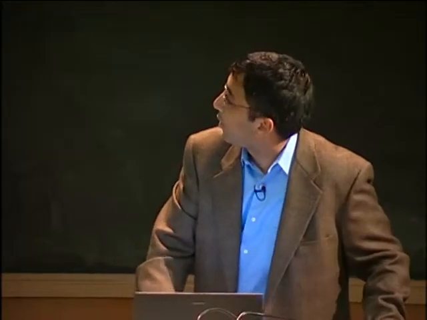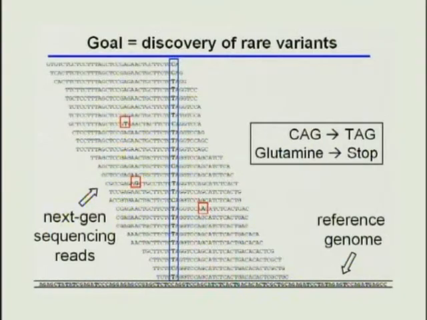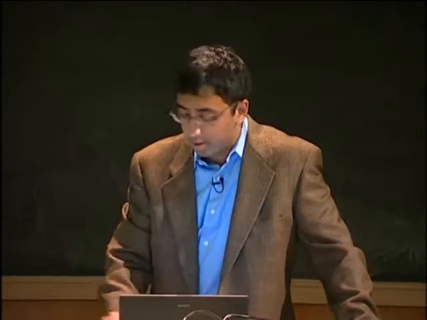So again, I showed this slide earlier. The goal is to discover bona fide variants. And in particular, in the context of what I'll be telling you about, we're looking for variants that are relatively rare in the human population. But in a given individual, for example, would be 50-50 for a heterozygous variant.